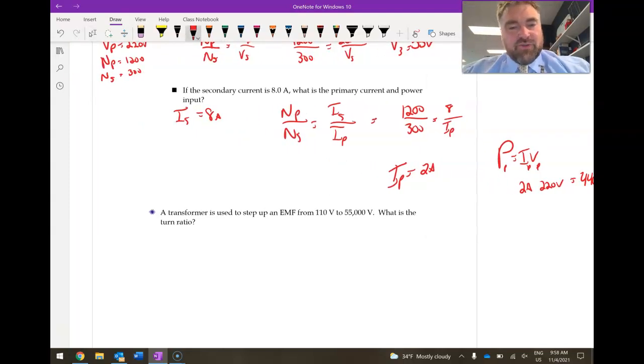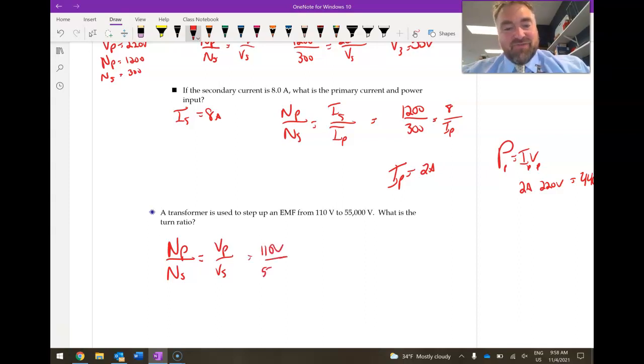And our last one, what's the turn ratio? Well, the turn ratio, NP to NS, is equal to VP over VS. And so I know that that's 110 volts over 55,000 volts. And so I'm going to reduce down to 1 over 500. And that's our turn ratio.